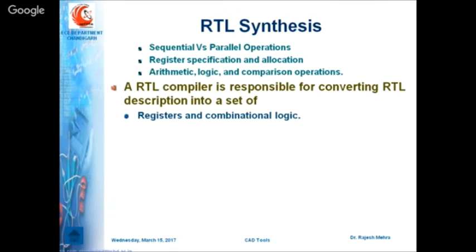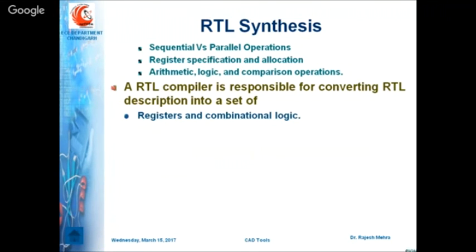Register specification and allocation. We can provide registers at different locations in your complete design in order to store results, where those results will be used by some other part of your design. So you can provide these registers at different parts. Likewise, you can have arithmetic logic, and then you have comparisons. You can compare two numbers. Different kinds of logic you can use in your VHDL or Verilog.